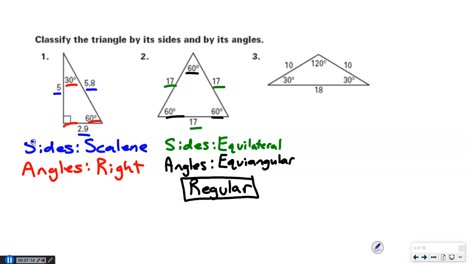And then our third and final example, classifying by sides, we have 10, 10, and 18. So 2 sides are the same. That's an isosceles triangle.